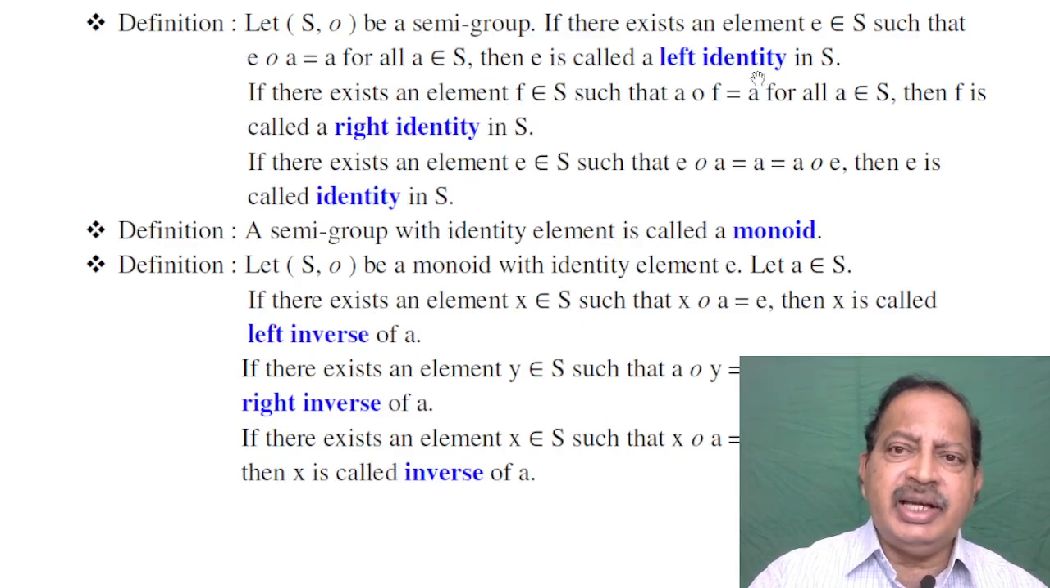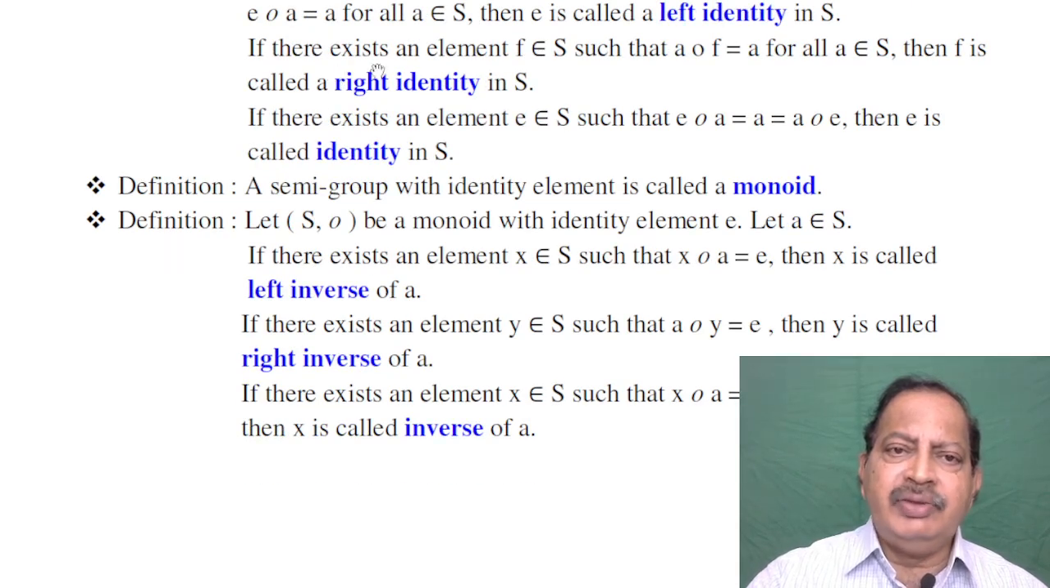I am searching in S for a particular element e. If there is an e in S such that e circle a is equal to a for all a belonging to S, this must be true for all the elements of S. That means e is operated with a and the result is the same a. See this one: e is operated from the left side with a and the result is the same a. In such a case, e is called a left identity. And one more.